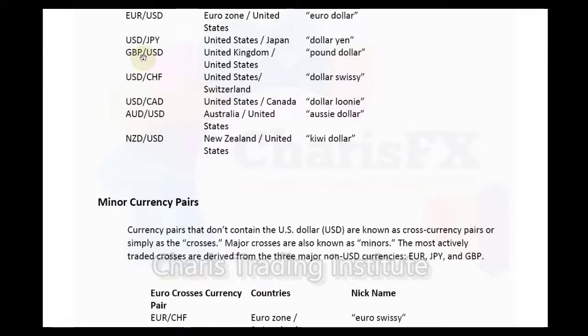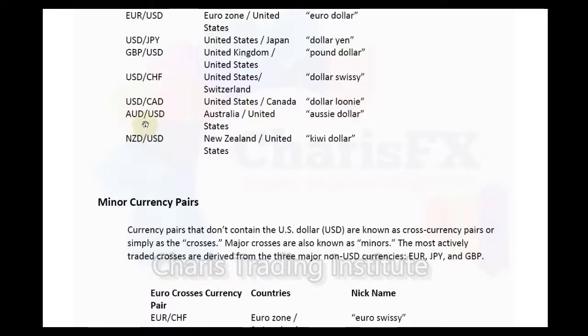When you see GBP/USD, it's the United Kingdom paired with the United States, and the nickname is pound dollar. When you see USD/CHF, it's the United States paired with Switzerland, and the nickname is dollar Swissy. When you see USD paired with CAD, it's the United States paired with the Canadian dollar, and the nickname is the dollar loonie.